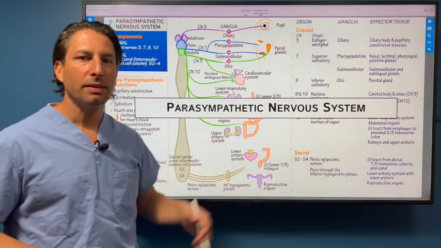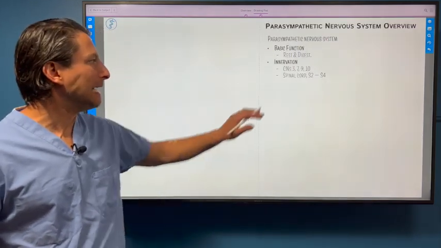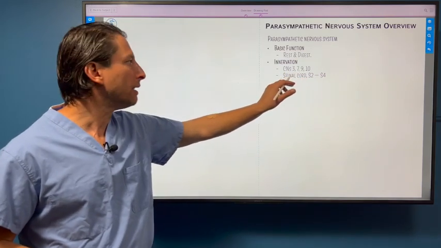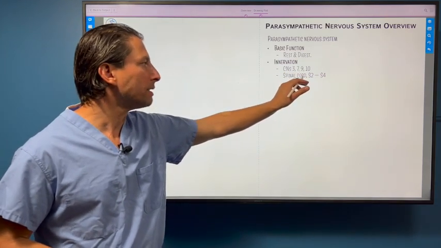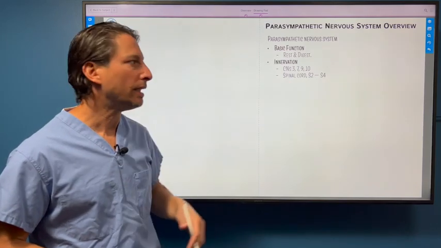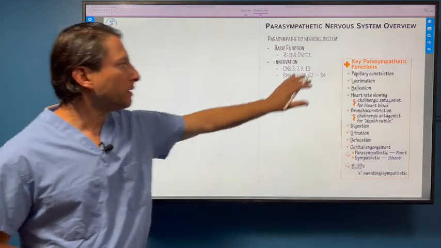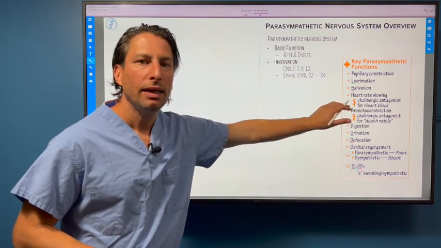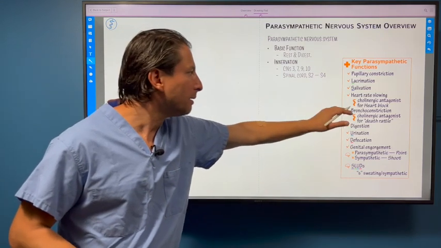So let's go through the parasympathetic nervous system in more detail. Cranial nerves 3, 7, 9, and 10. And then from the spinal cord, it's the sacral level, S2 to S4. These are key functions you can learn on your own. Just want to point out some helpful mnemonic type things.